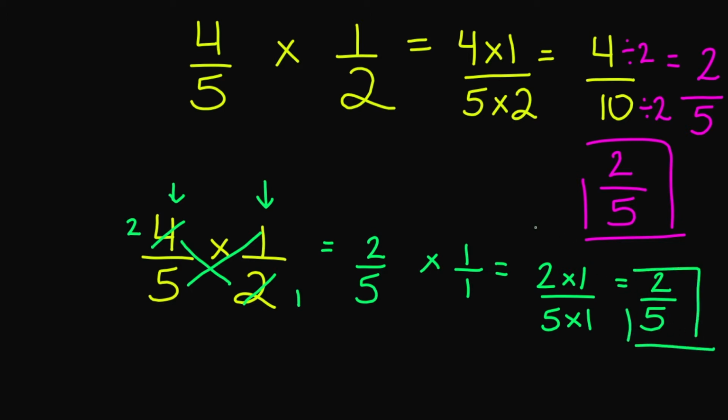So you do get the same answer. You can cancel or cross-reduce first, and then multiply like we did over here, or you can multiply across and then you can simplify your answer at the end.